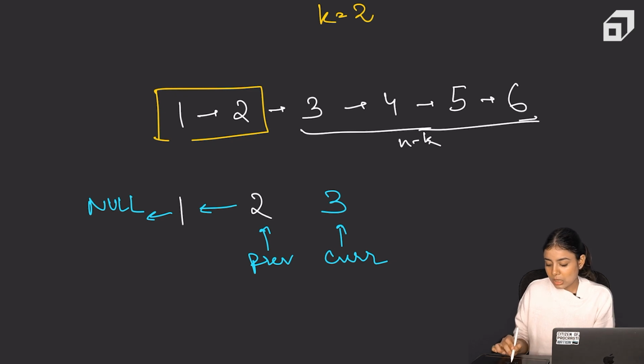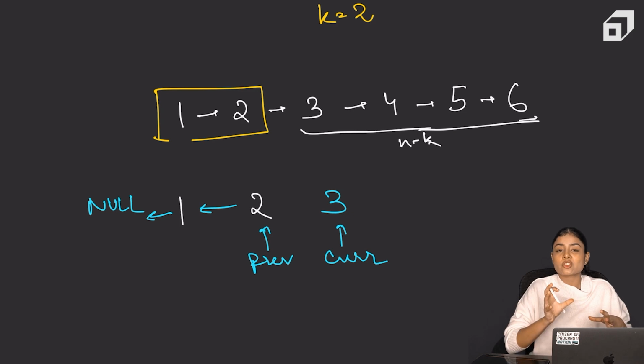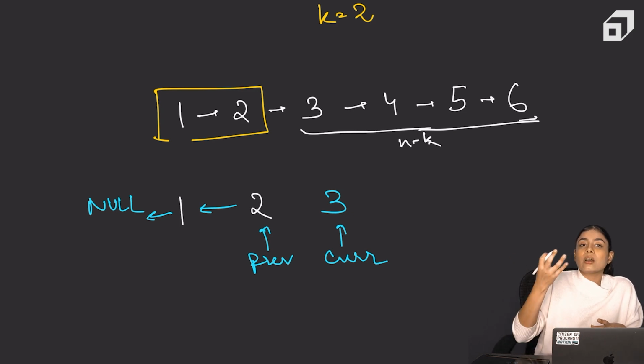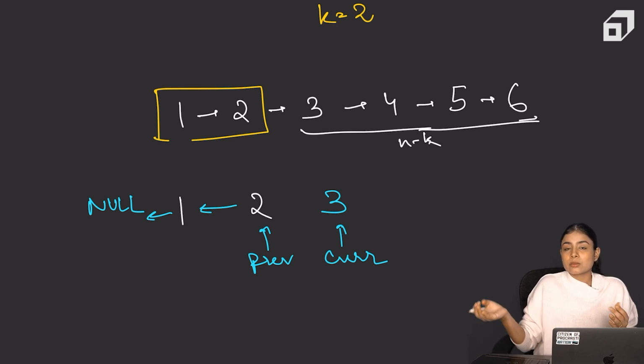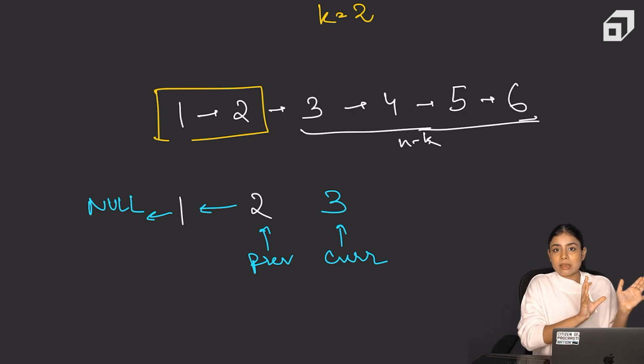So now I have reversed 2 times. I've basically changed the current's link to make it point to previous, which is basically the reversing of the link here. I've done that 2 times. So for k nodes I have done the reversal, right? For 1 and 2 I have done the reversal of the links. K nodes I have reversed.